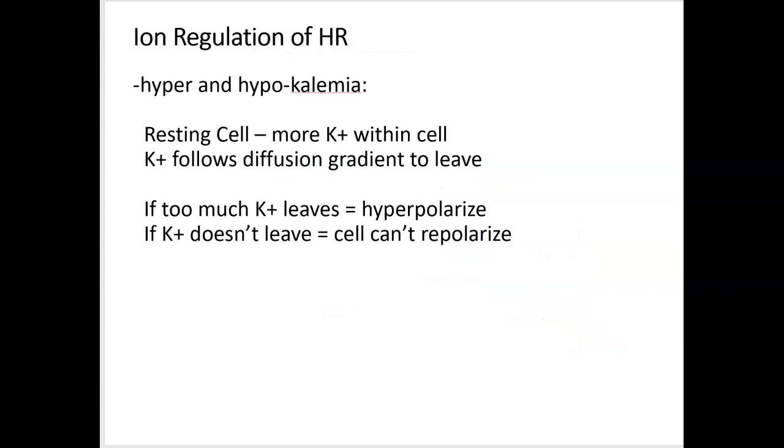And then we have ions. So when we look at ions, the two we're going to focus on are potassium and calcium. Those are the two most important ions when we're looking at cells and heart rate. So drawing a cell here, remember a typical cell has a lot more potassium inside. And same thing even with calcium, but let's just look at potassium for a minute.